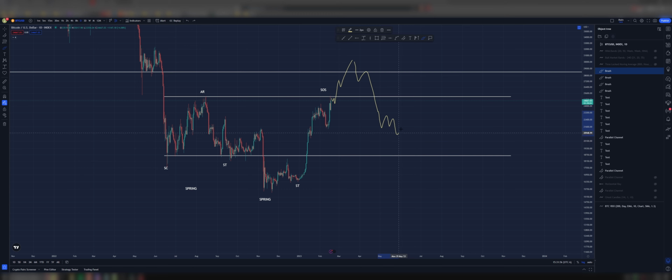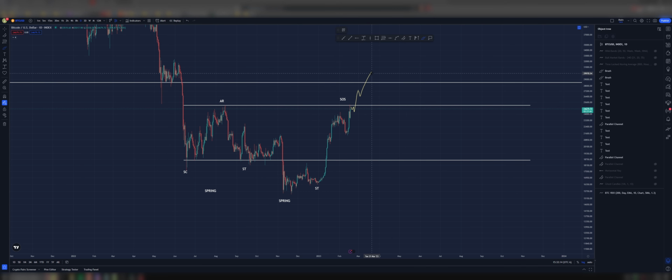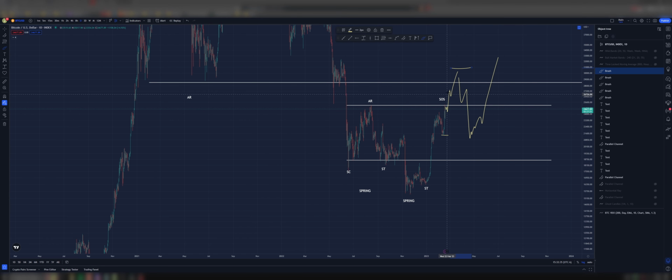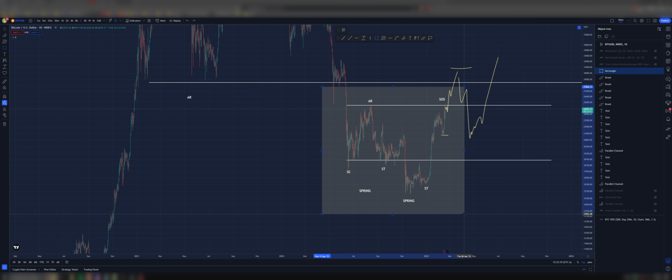Now, the question is, how low could this go? Sometimes you'll just get a really shallow test like that, but other times you'll get a deeper retracement. Now, I think at lowest, what I could see is something taking out this low right here. At the deepest, I want to see that low taken out and then come back up and then take out this high.